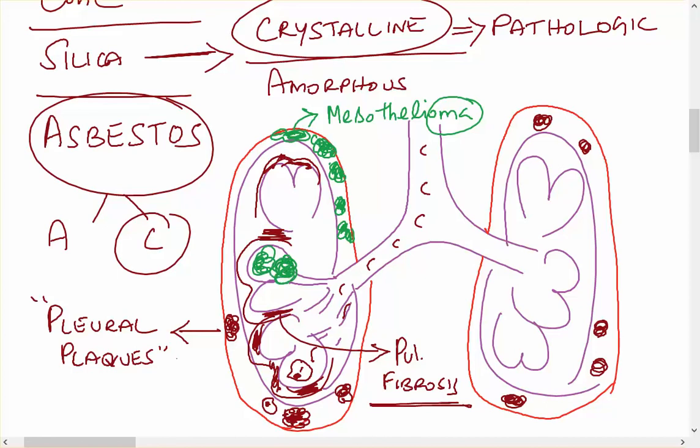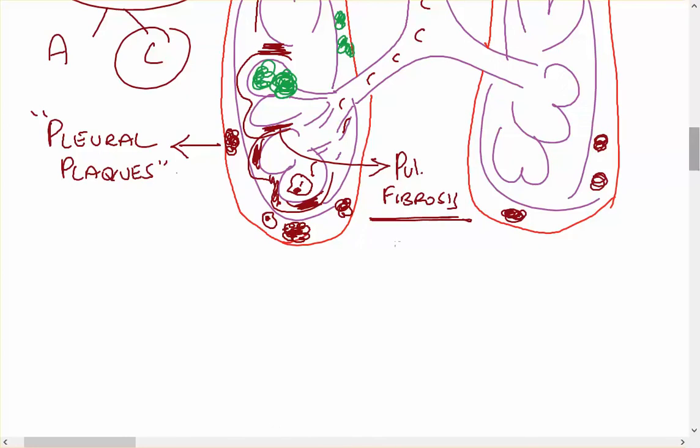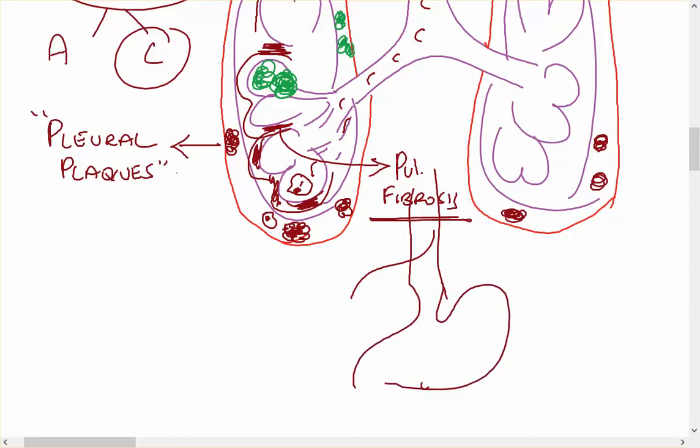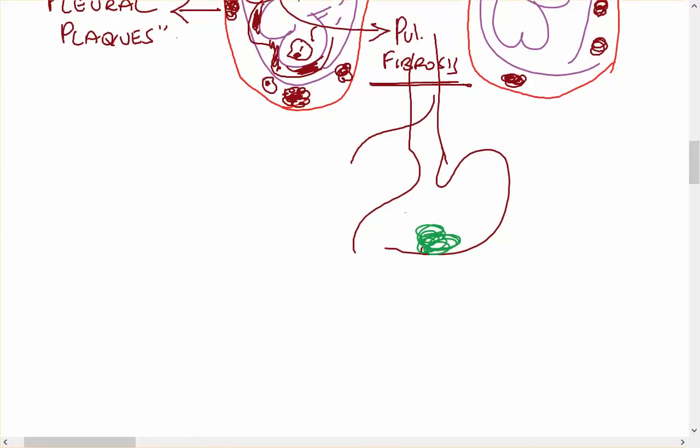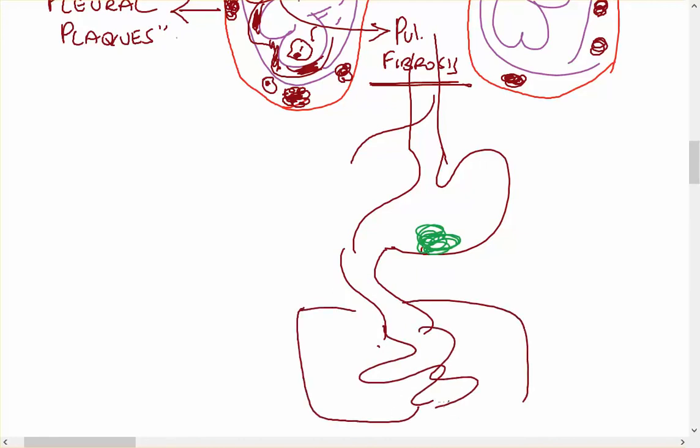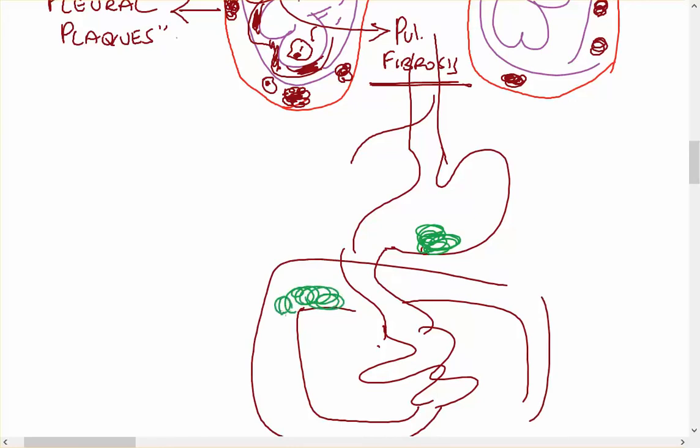They also produce cancer of the lung, and they enter the blood, and they enter the digestive tract. They produce cancer of the stomach, and they go to the small intestine, come to the colon like this, and produce cancer of the colon. So it is highly dangerous.